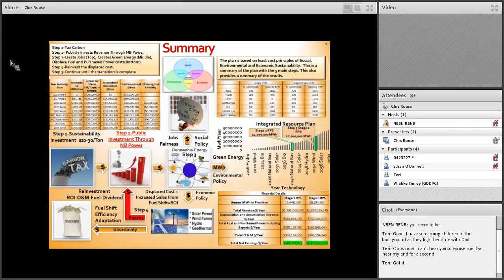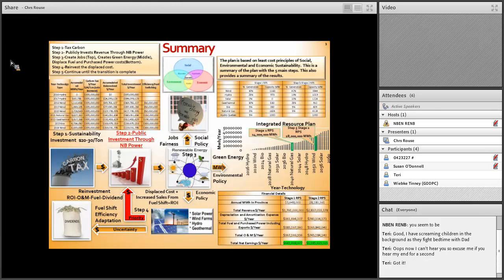Step 2, do a public investment of this money through NB Power, and that investment gets us to step 3, and this is where the sustainability piece comes in. So if we look through the top there, it'll create jobs, it'll create equity, it creates fairness for everyone. If we come out the right-hand side there, we get the environmental part of sustainability, so green energy. And you'll see a little graph there, and that's the increasing amounts of renewable energy that this plan will create.